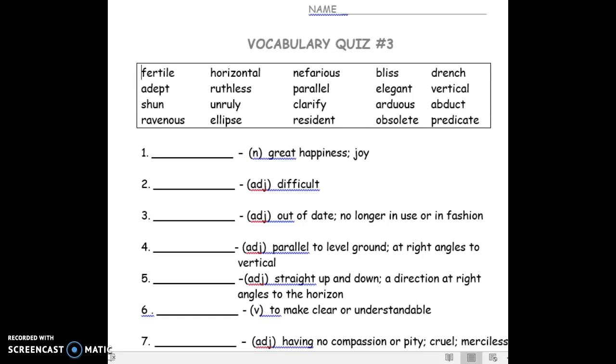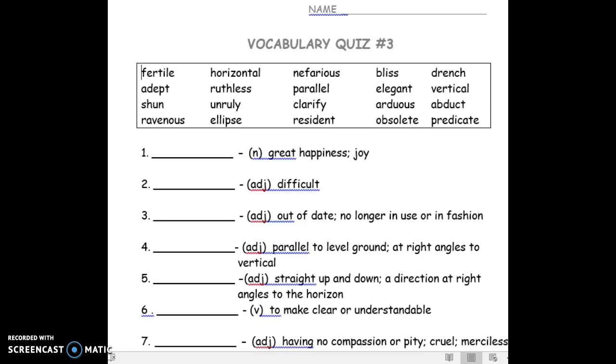Horizontal, drench, ruthless, vertical, shun, clarify, arduous, resident, obsolete, and back up to row 1, we need bliss.